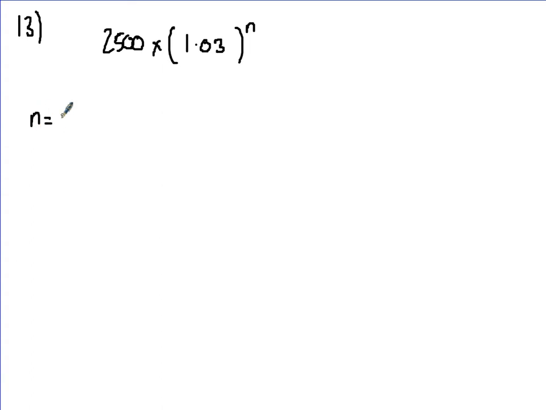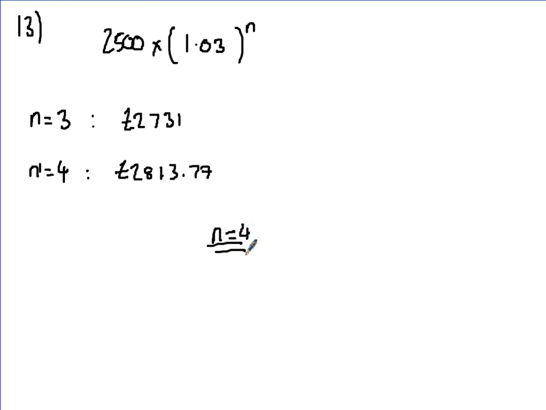So we'll just try a value. So we'll try 3 in there and see what 3 gives us. So that gives us £2,731. So it's not that, so we'll try maybe 4. See what 4 gives us. So that's £2,813.77. And you check the question, and that's correct. So then n equals 4. Again, you can do it manually, but I just prefer that way.